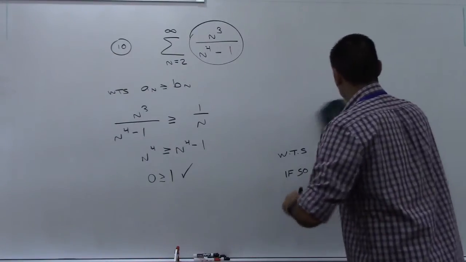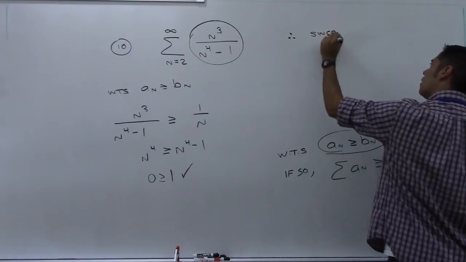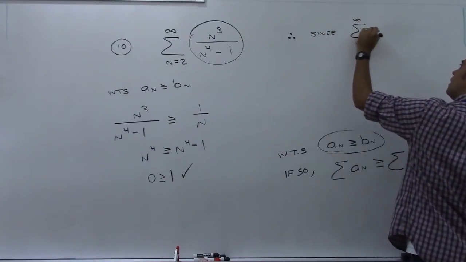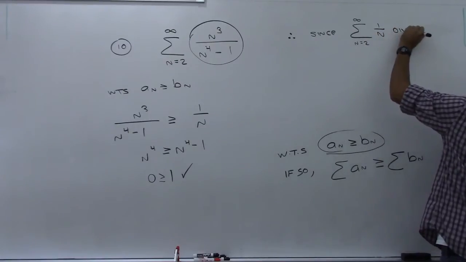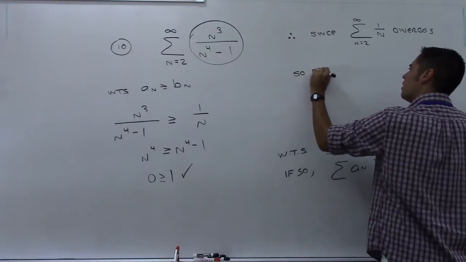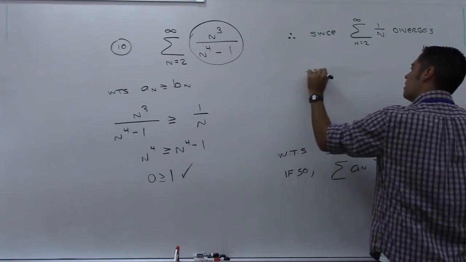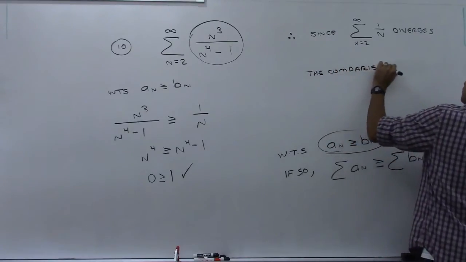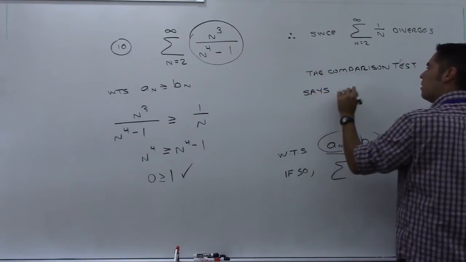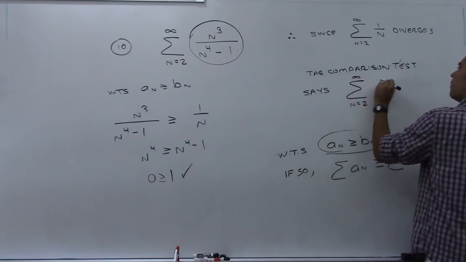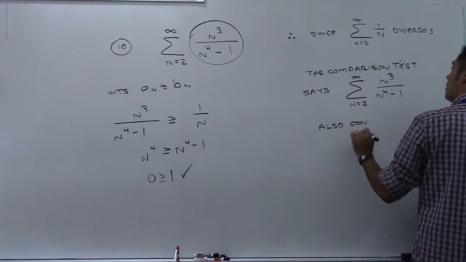So here I come drawing my conclusion. Therefore, since the series n equals 2 to infinity of 1 over n diverges, the comparison test says this series also diverges.